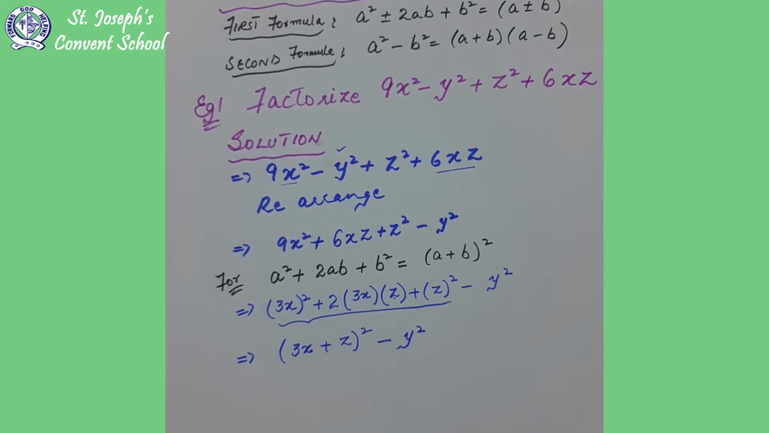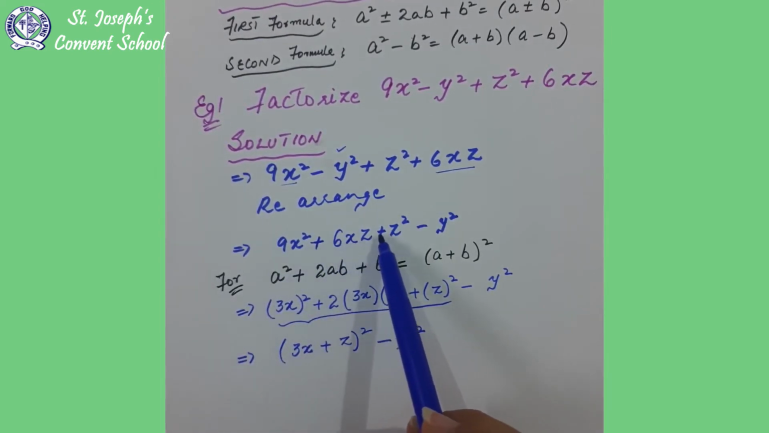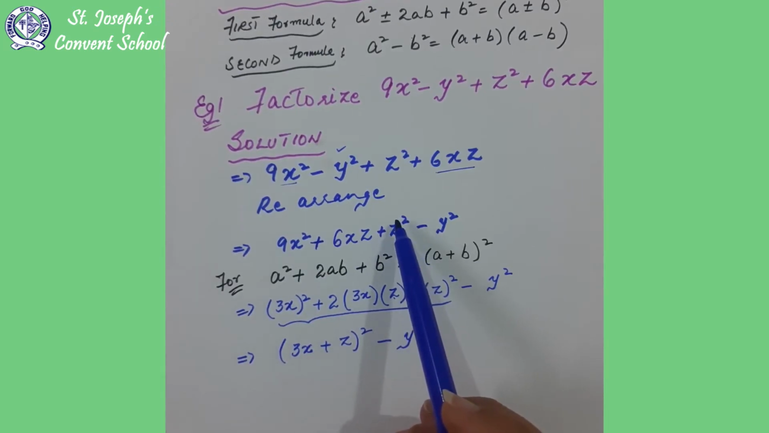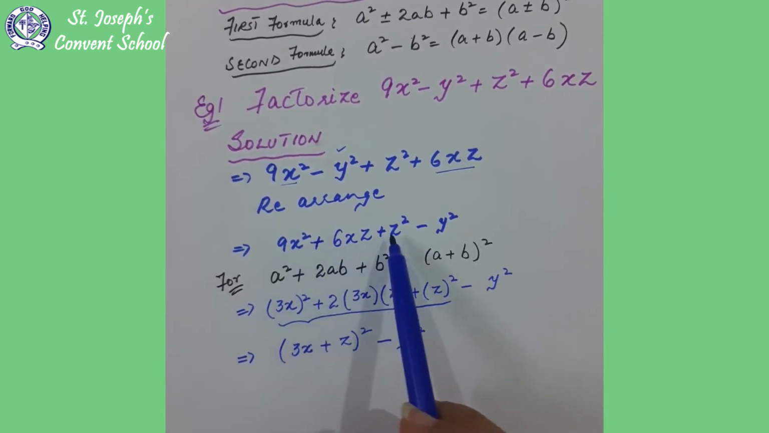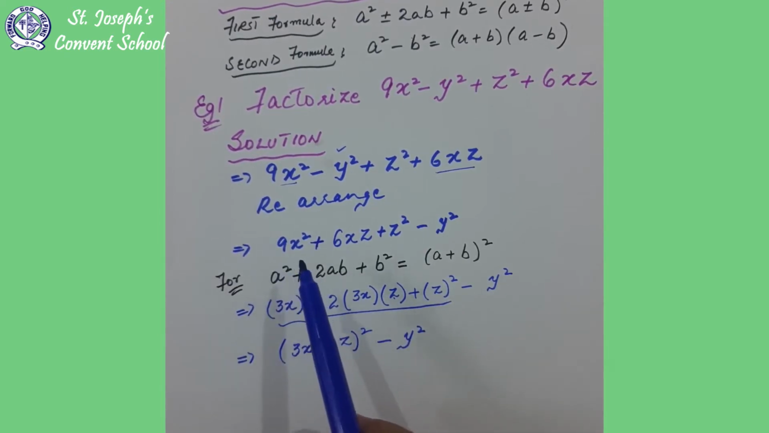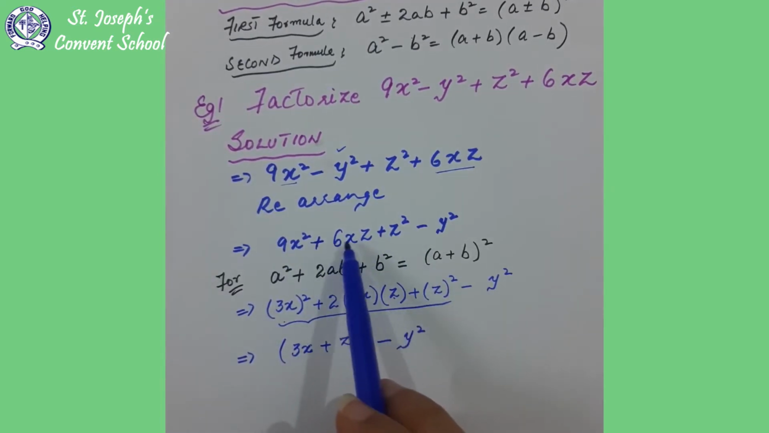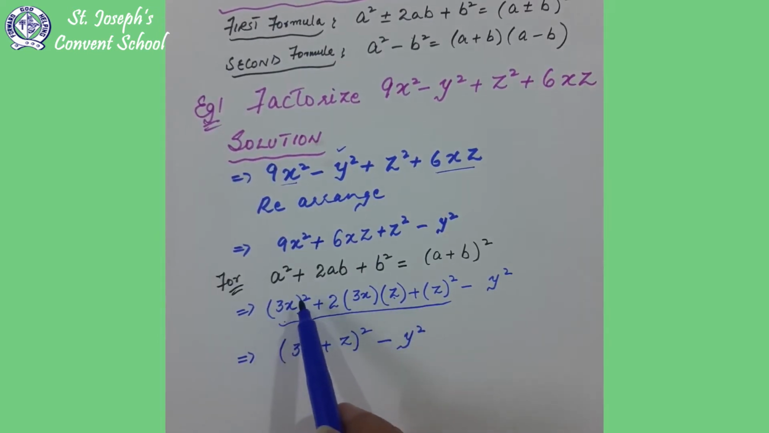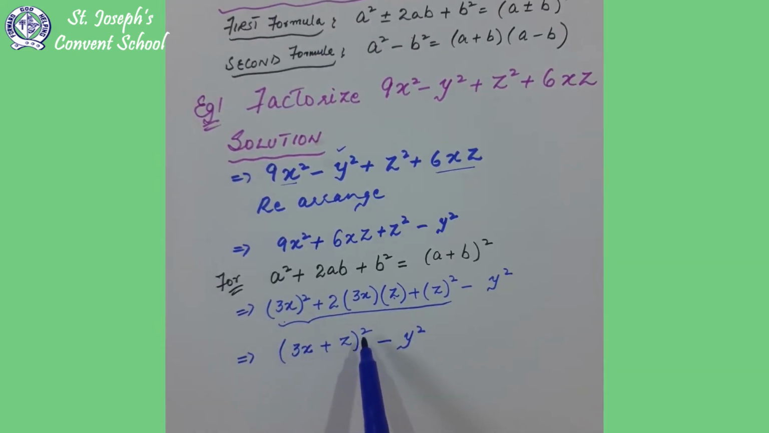So the first step is done. We have applied the first formula. Arrange the question according to the formula a square plus 2ab plus b square, and the remaining term you will write in the end. Compare it with the formula and write it according to the formula: root of first term, root of last term, and middle term is the product. So a square plus 2ab plus b square equals a plus b the whole square. This term as it is. Okay, till here it is done.